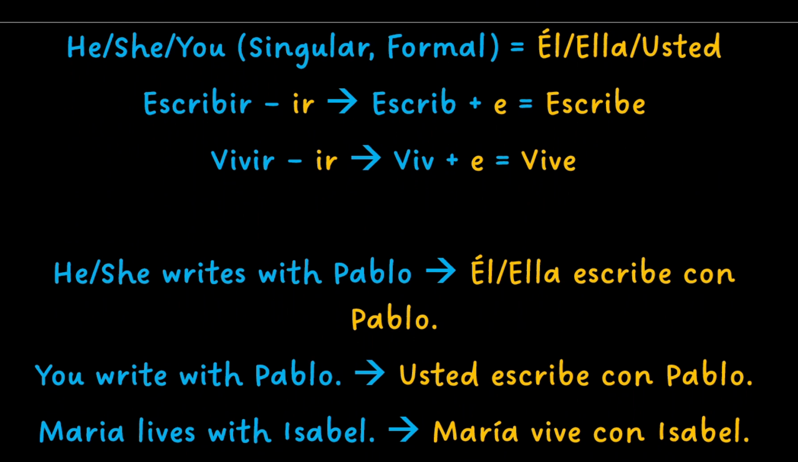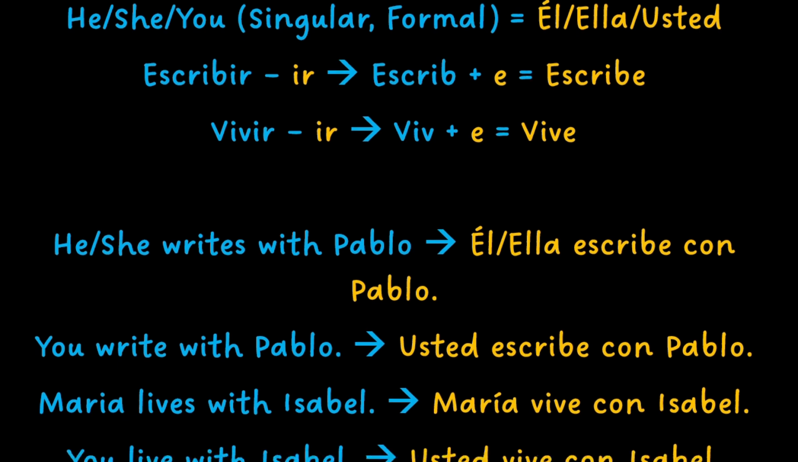He in Spanish is él, she is ella, and you when talking to one person formally is usted. To conjugate these forms, we drop IR and add E. So to say he writes, she writes, or you write, escribir becomes escribe, and to say he lives, she lives, or you live, vivir becomes vive. Because these are conjugated the same way, I'll include pronouns in some of these sentences just to clarify who's doing the action.